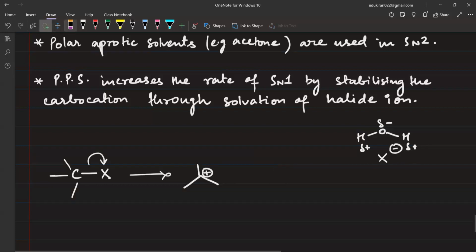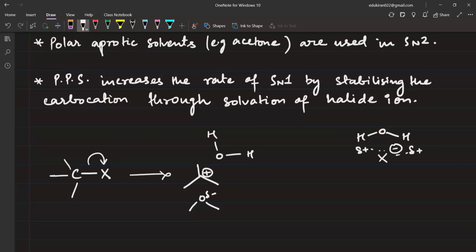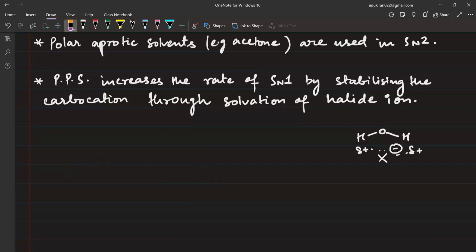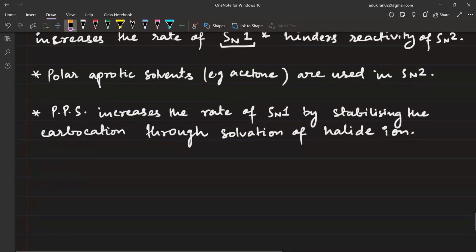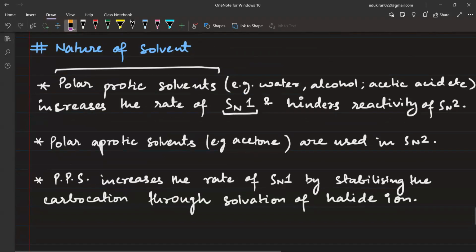So ये इसको H plus ions क्या करेंगे? So they will be solvating it. यहाँ पे delta positive, and यहाँ पे भी delta positive, and here you have negative, so there will be interaction, and they will be solvating it. And similarly, the O negative part will be solvating the carbocation, because O is delta negative and there will be positive. So इन दोनों के बीच में क्या हो सकता है? Interaction हो सकता है. That is why it is going to solvate both of these things. ठीक है? That's the reason why polar protic solvent increases the rate of SN1 by stabilizing the carbocation through solvation of halide ion.